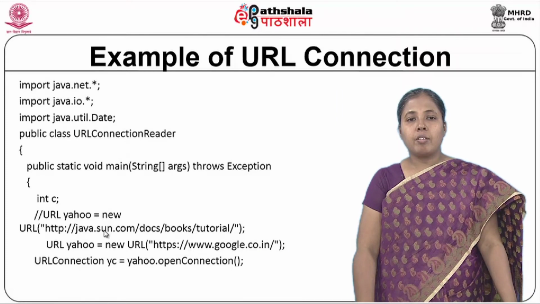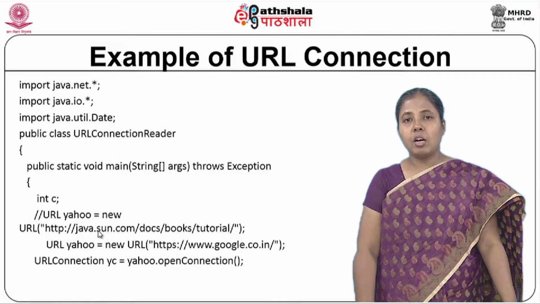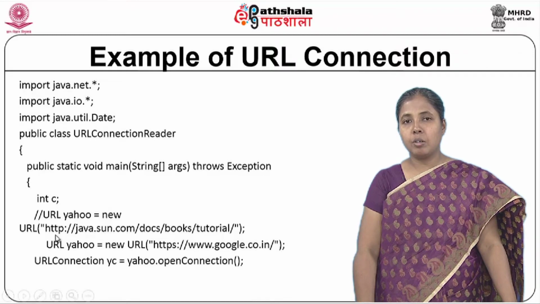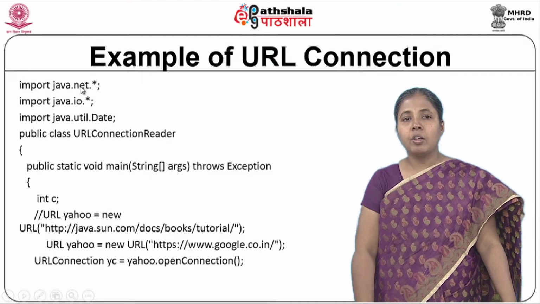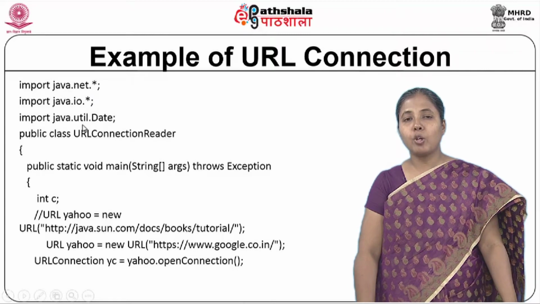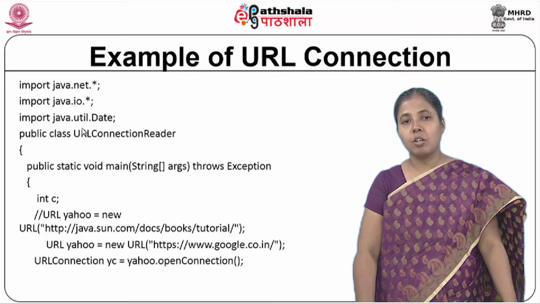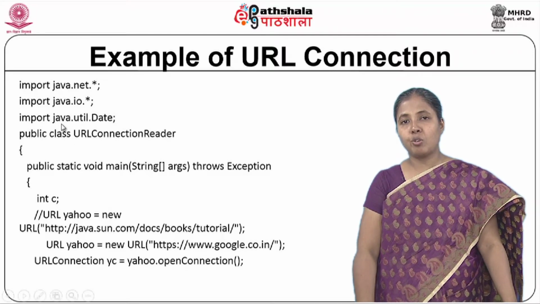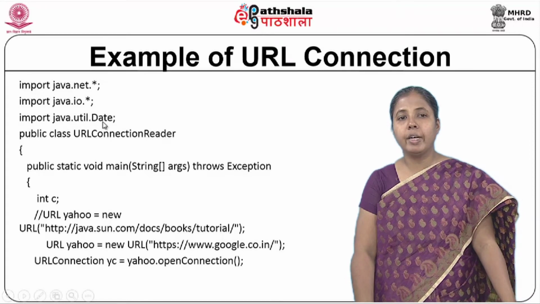Now, this is an example for testing the other methods that we have seen in the previous slides in the URLConnection class. So, here you can see that you import the net package, you import the IO package, and you are also going to make use of the date classes. Why? Because you have getDate and getLastModified methods that are specified in the URLConnection class. So, also import the package called java.util.Date.